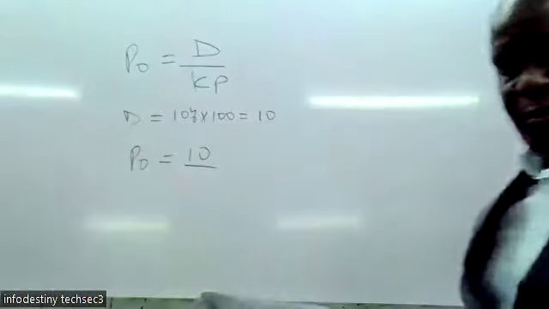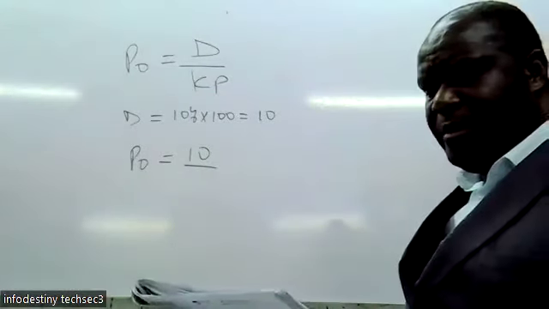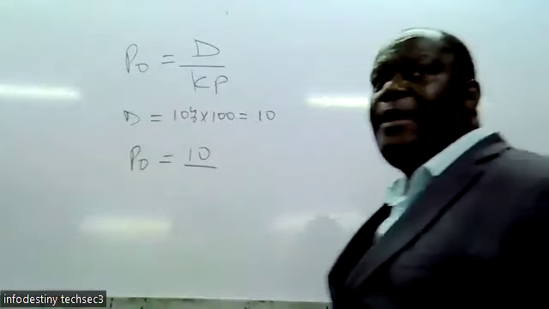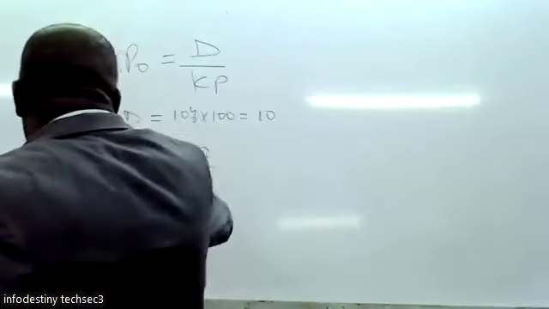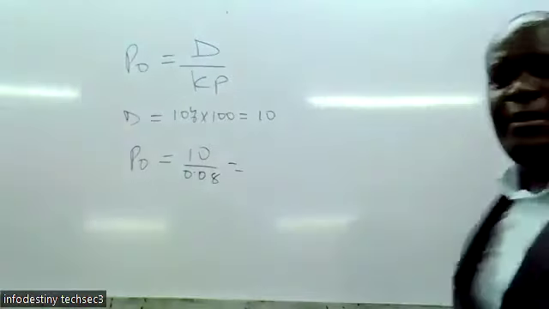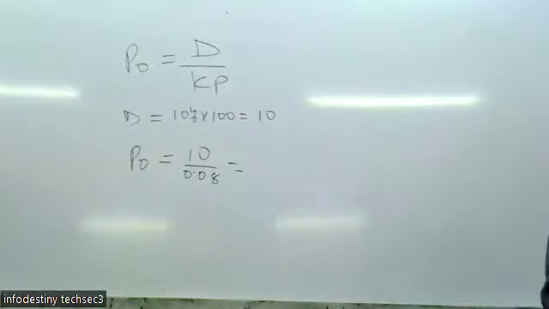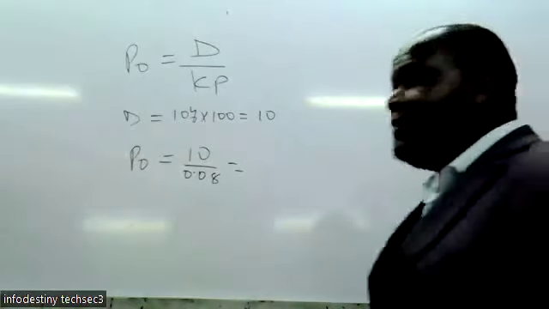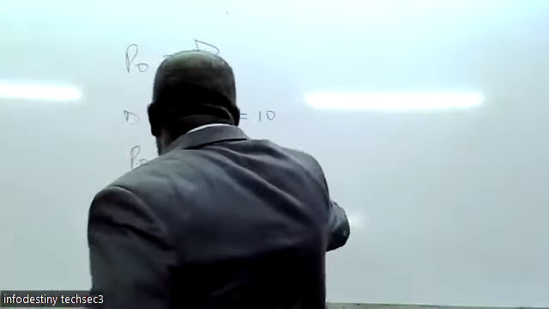KP is the cost of the preference share, which is the minimum required rate of return. They have given us 8%. So we divide by 0.08, since 8% is the same as 0.08. So what should be the value of that preference share? It will give you 125.